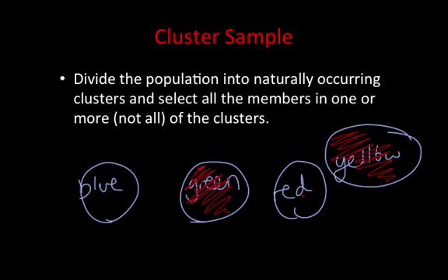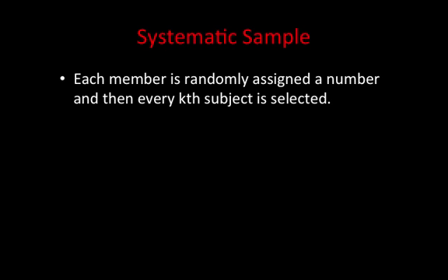There's some problems with this kind of sampling method. For instance, if we do a cluster sampling with the zip codes, different zip codes have greater proportions of higher income or lower income people, and so the data might not be representative of the entire population that we're interested in. Okay, the next kind of sampling is systematic sampling.